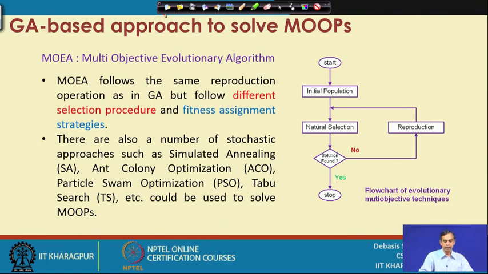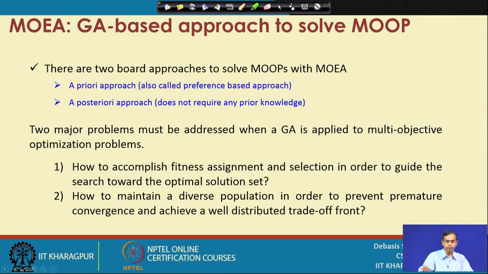Let me clear one more thing: GA is one approach. Parallel to GA, there are many other approaches that help us solve multiple objective optimization problems, like simulated annealing, ant colony optimization, particle swarm optimization, tabu search and so on. There are many theories, techniques and concepts, but here we will limit our discussion to the genetic algorithm based approach. So far as the genetic algorithm based approach is concerned, there are two broad techniques. One is called the a priori approach and another is called the posteriori approach. We will discuss the two techniques in brief and then the procedure that is followed there.